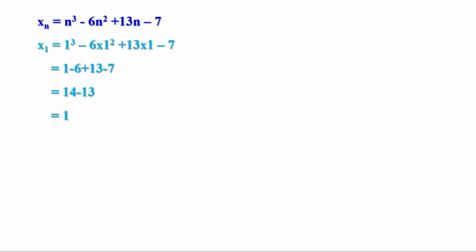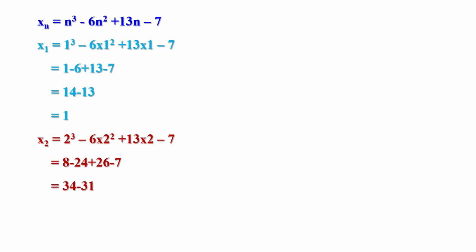Now let us find the second term. Put n equal to 2. We will get x2 equal to 2 cube minus 6 into 2 square plus 13 into 2 minus 7. 2 cube is 8. Minus 6 into 2 square is minus 24. 13 into 2 is 26 and minus 7. Again let us add the positive numbers. 8 plus 26 is 34. Minus 24 minus 7 is minus 31. Now 34 minus 31 is 3. The second term of the sequence is 3.